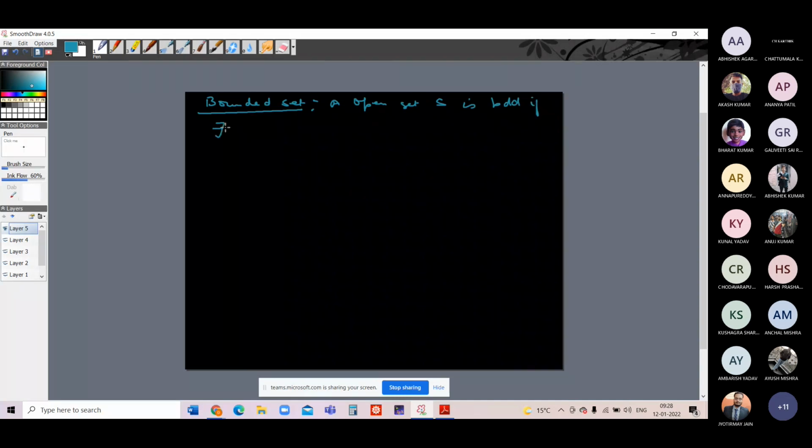if there exists a positive real number M such that mod of Z is always less than or equal to this M for all Z belonging to this S. S के अंदर जितने भी Z हैं उनका मॉडुलस is always less than or equal to this M. If this type of positive real number exists for any set, then we say that set is bounded and it is bounded by M.